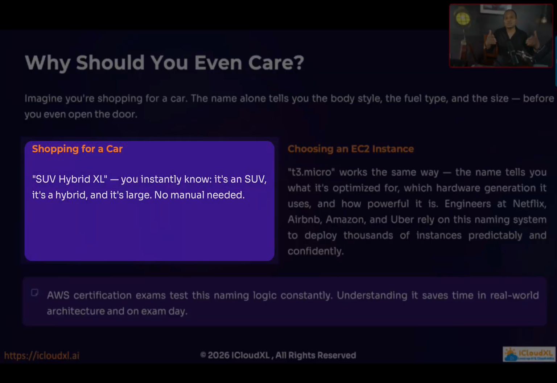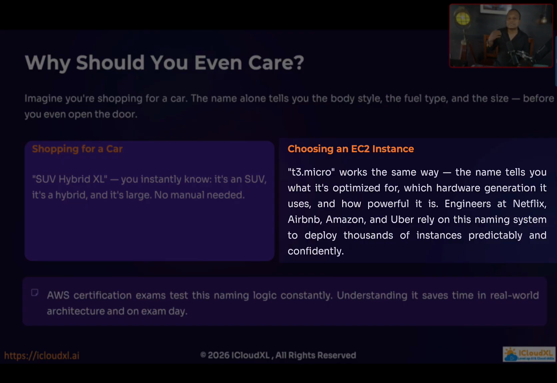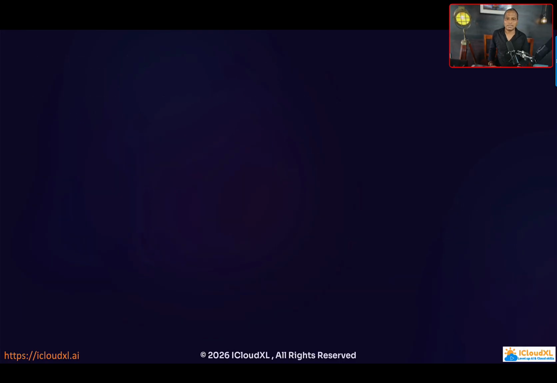If someone is going to buy a car and he tells you, I'm going to buy a SUV hybrid XL, you know exactly what kind of car he is going to buy, because from the name itself you can tell it's a SUV, it is a hybrid car, and it's a large XL. The same is applicable for EC2 instance types as well. If someone tells you they're going to spin up a T3 micro, you can tell what the EC2 instance is, what the performance is, and what the cost can be. So you know everything about that EC2 instance, because T is the family, 3 is the third generation, and micro is the size of that EC2 instance.